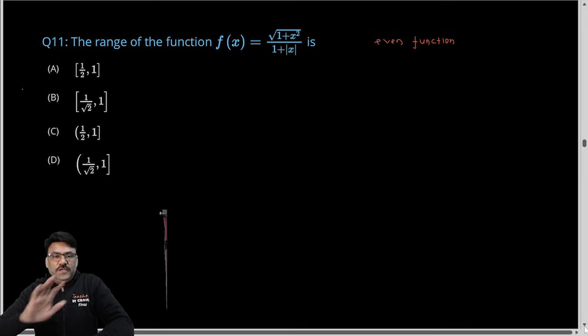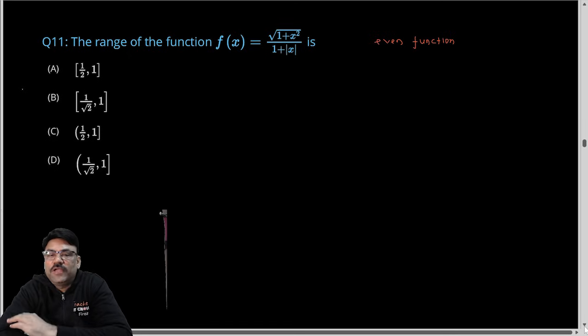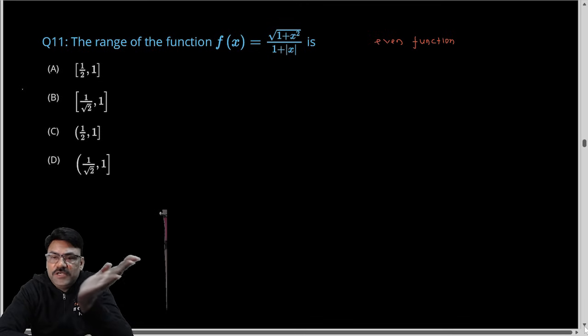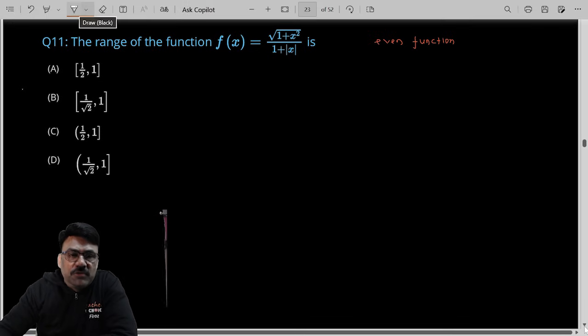Okay, so what I was saying, this is an even function. Its graph is symmetric about the y-axis, right? So whatever graph you are getting on the right side of the y-axis, the same graph you will get on the left side of the y-axis, just a mirror image. So whatever range you are getting on the right side of the y-axis, the same range will be repeated on the left side. So just find the range for x greater than or equal to 0 here.